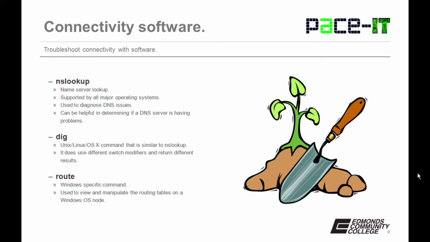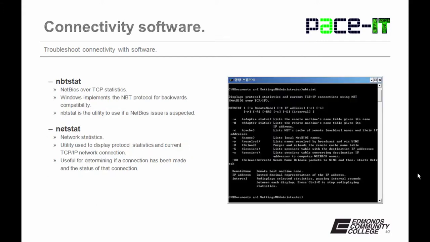Then there's the route utility. This is a Windows-specific command. It is used to manipulate the routing tables on a Windows OS node. Then we have NBTSTAT, that's NetBIOS over TCP statistics. Windows implemented the NBT protocol for backwards compatibility. NBTSTAT is the utility to use if a NetBIOS issue is suspected.